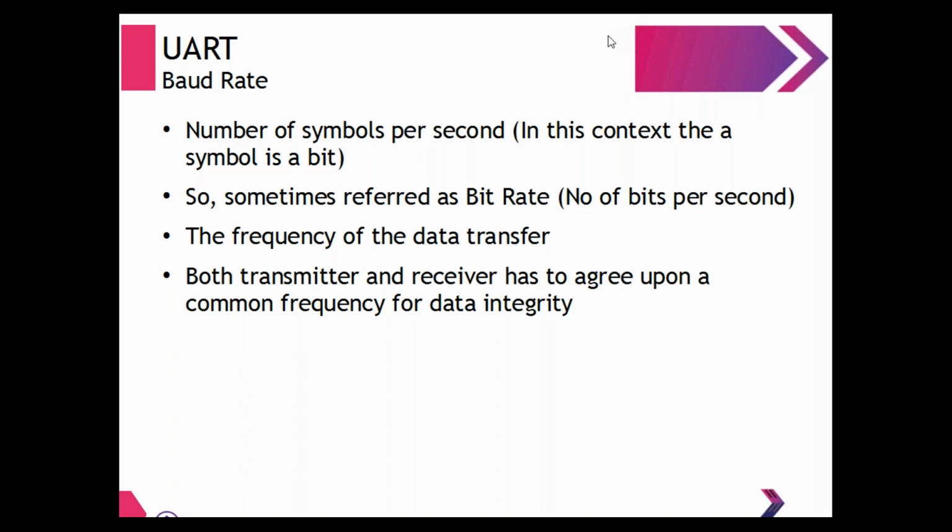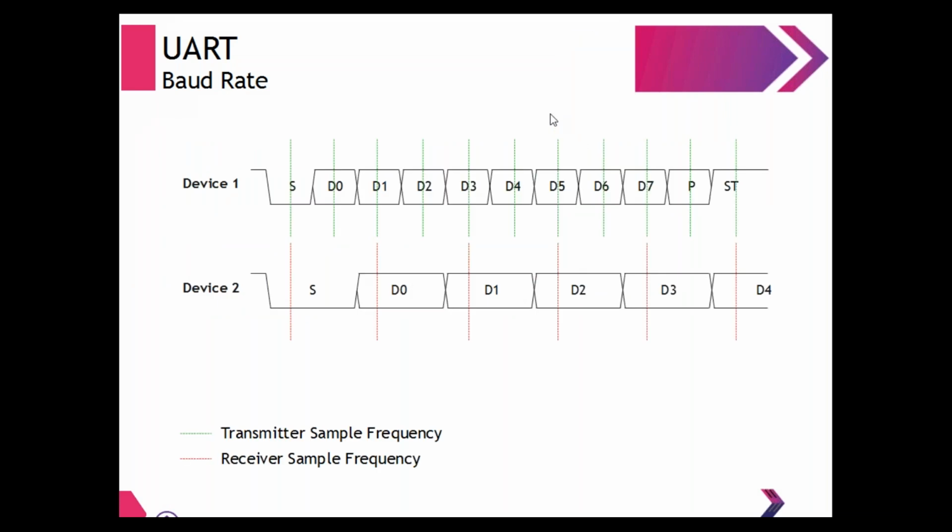Now let me show you this. See this example: this is device 1, this is device 2. Let's say both have different baud rates, different frequencies of data transmission. Device 1, the green lines, is for the transmitter. So device 1 is transmitting the data, and device 2, let's say, is receiving the data.